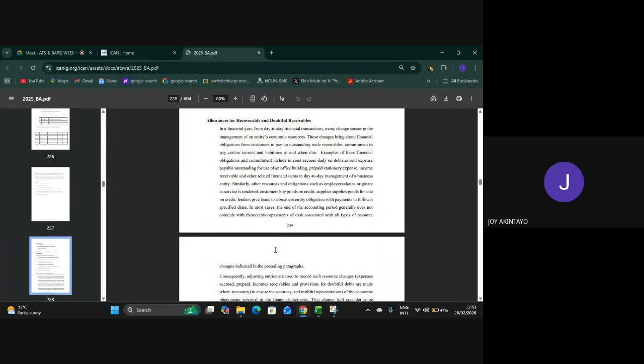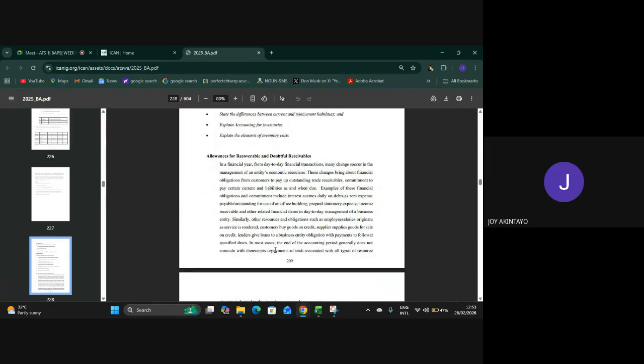So now let's quickly run through what we have. Allowance for irrecoverable and doubtful receivables. How do we make allowance for it? What we do is to make a provision by reducing our receivables account. How do we reduce our receivables account? We credit our trade receivables account, then we debit doubtful debts.